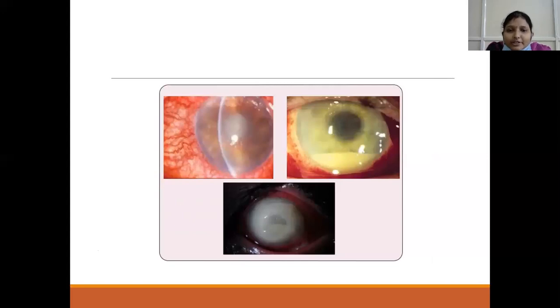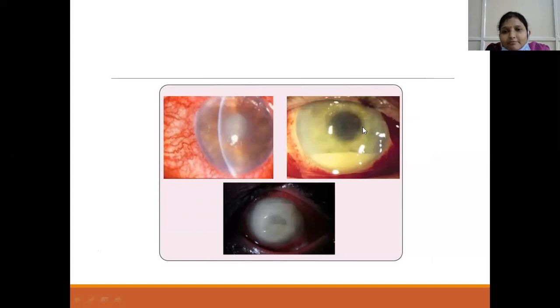So these are the pictures showing endophthalmitis. In this first figure, what you can see is conjunctival hyperemia more along the limbus. So that is called circumcorneal congestion. And what do we see in the cornea? Here you can see the cornea is hazy, with edema, a cloudy cornea with edema.